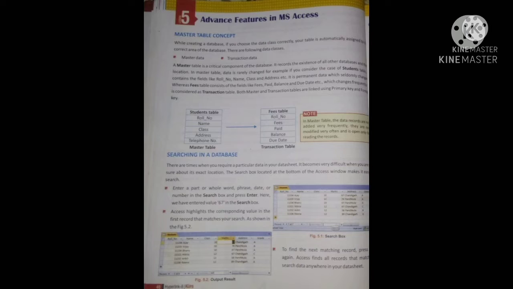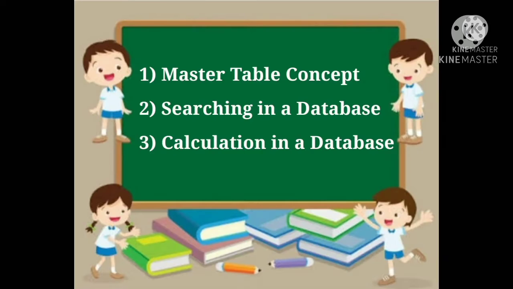In this period, we are going to start the new chapter, that is Advanced Features in MS Access. In previous chapters, we have learned how to create a blank database, how to create tables, and how to modify that table too. Now in this chapter, we are going to see more features. So in that, the first point is the master table concept.